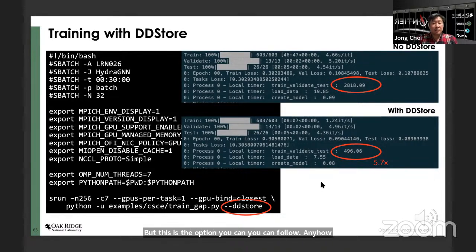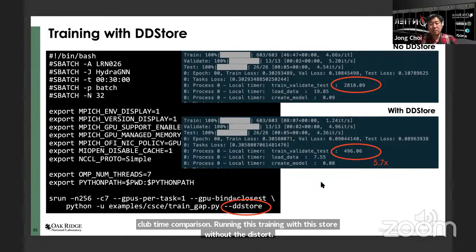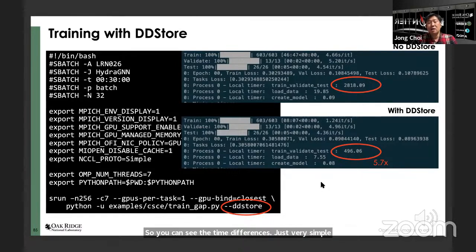Anyhow, in this job script again, we're training HydraGNN for this CSCE AISD HOMO-LUMO GAP data set with DDStore. You can specify the DDStore option. And then on the right side, we are showing a very naive, high-level wall clock time comparison, running this training with DDStore and without DDStore. So you can see the time differences, using simple timing. We achieved about a 5.7x speedup by using the DDStore. I'm not showing the very fine details, but feel free to contact us if you have any problems or want to reproduce this result on your side.